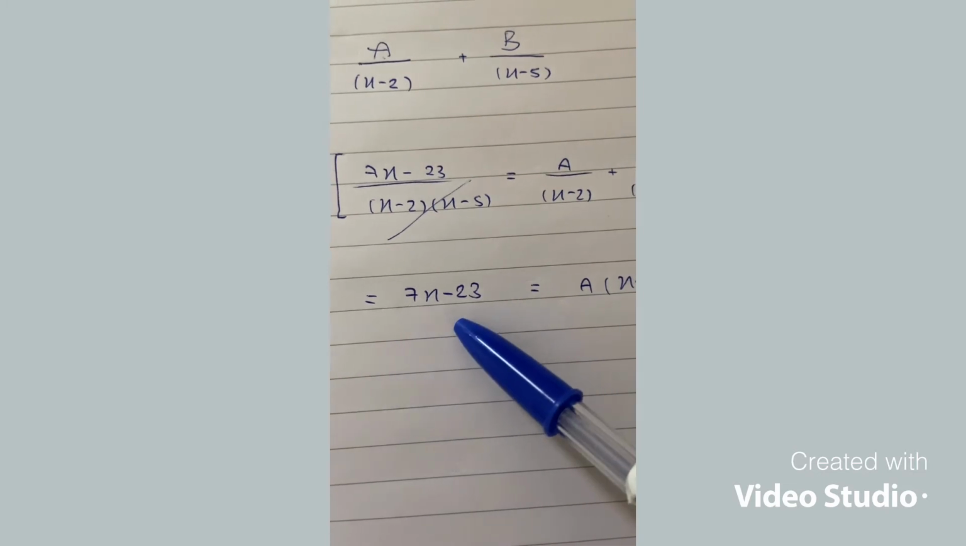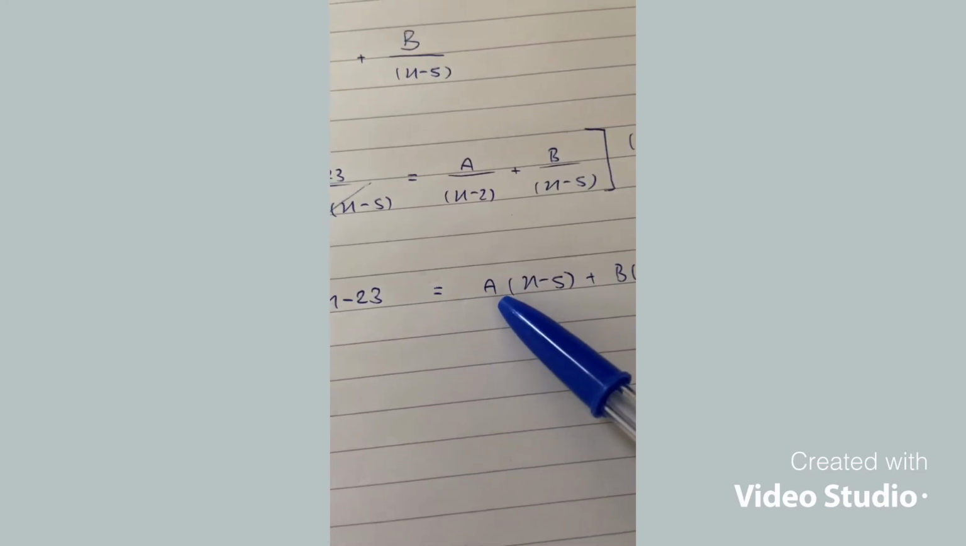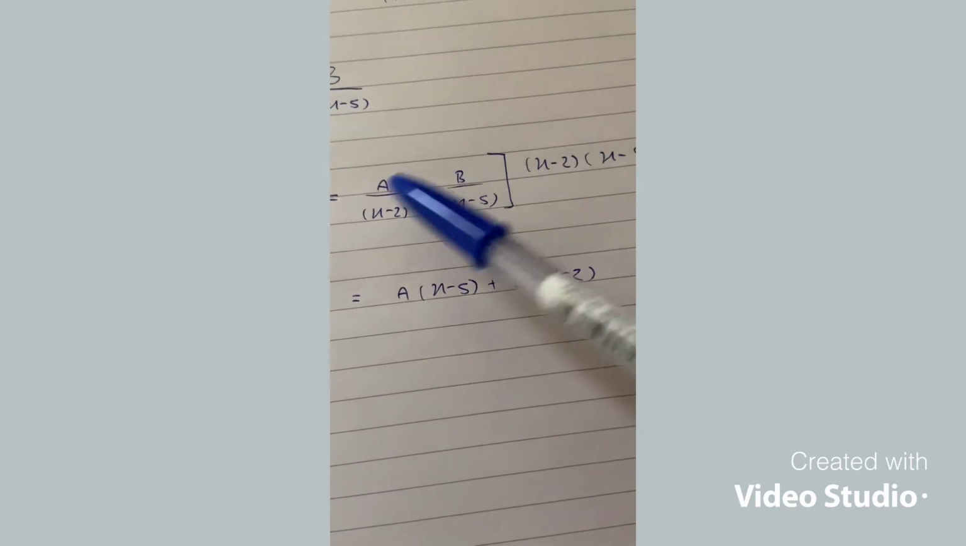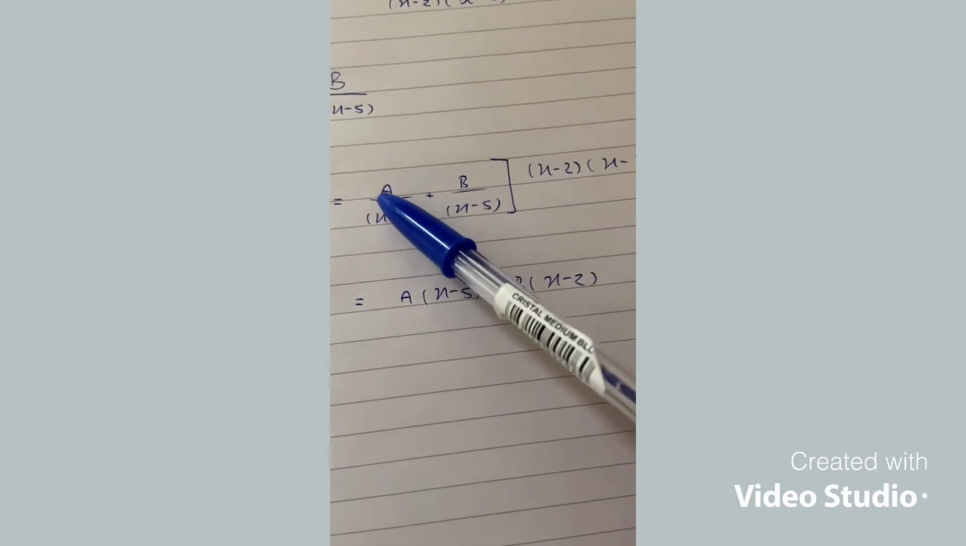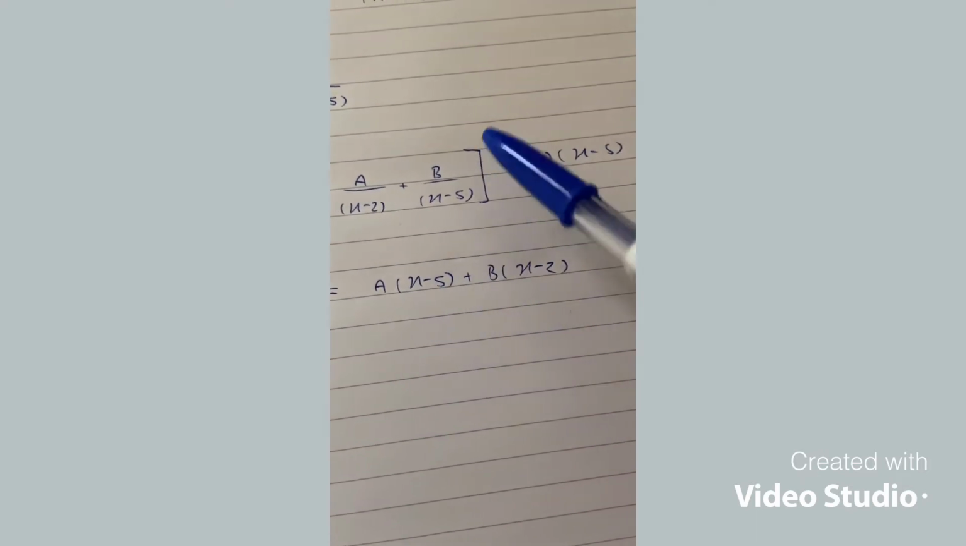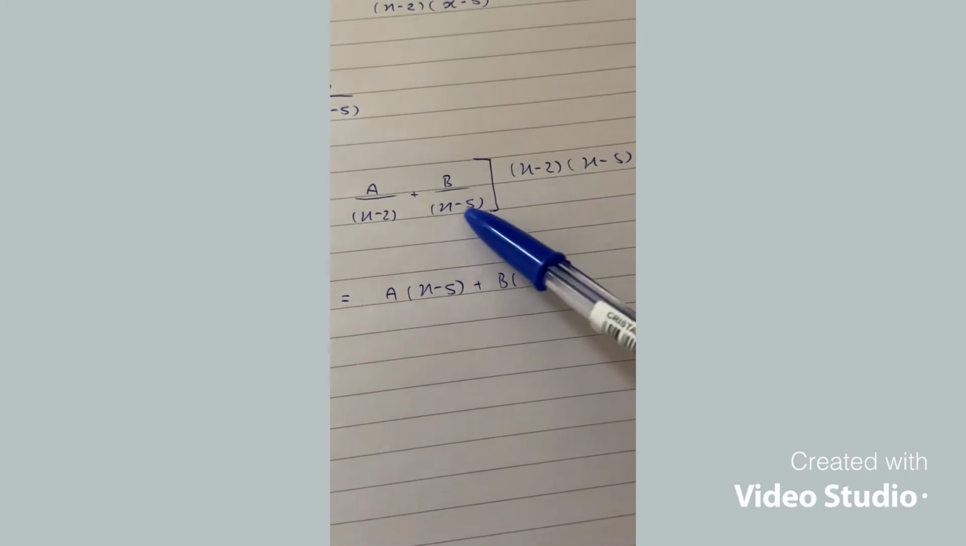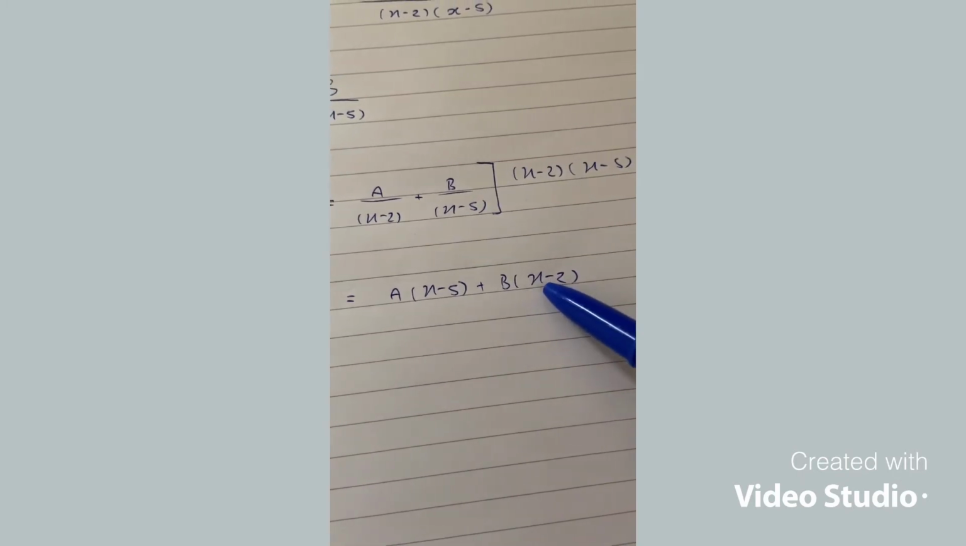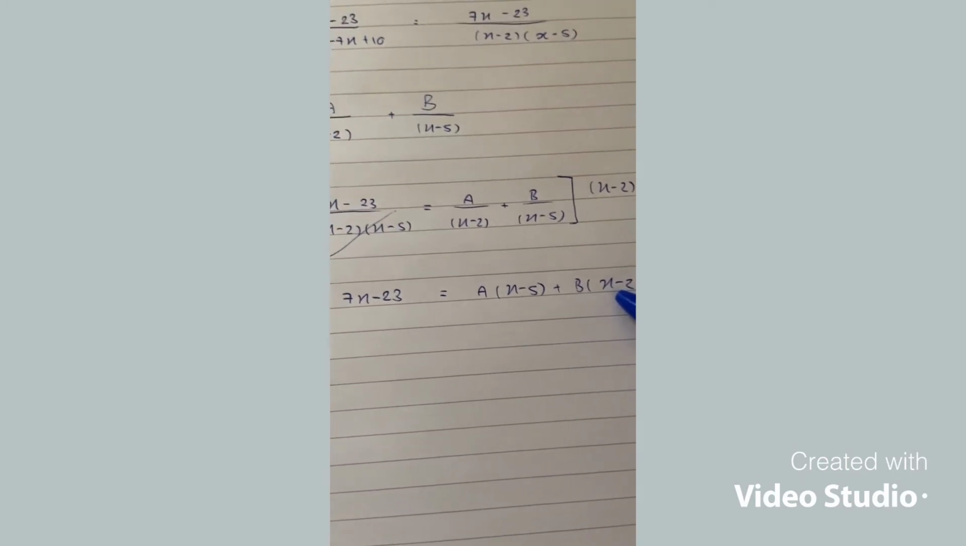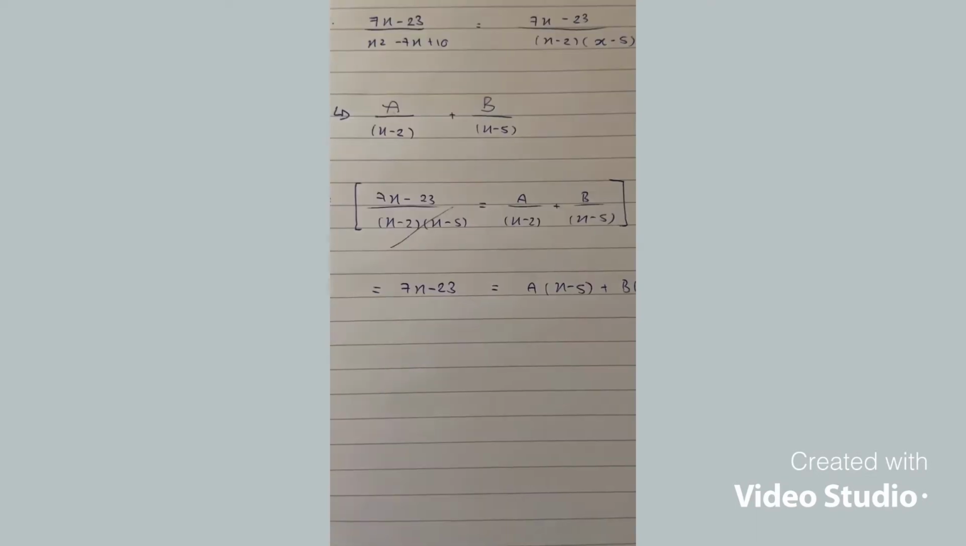So you get 7x minus 23, which equals, again, x minus 2 and x minus 2 cancels. So you're left with 8 times x minus 5. The same thing happens here. x minus 5 cancels, so you're left with x minus 2. So that's how you rewrite it.